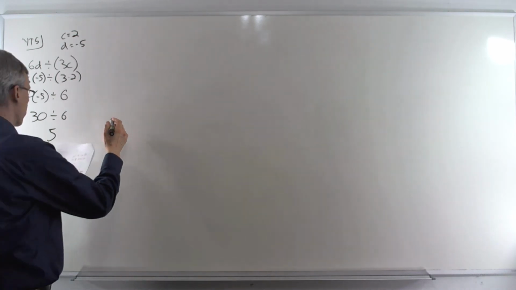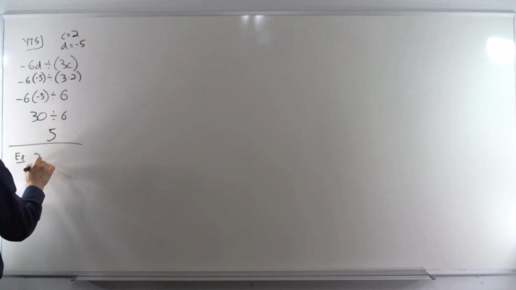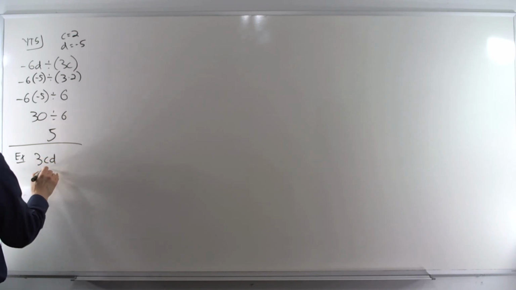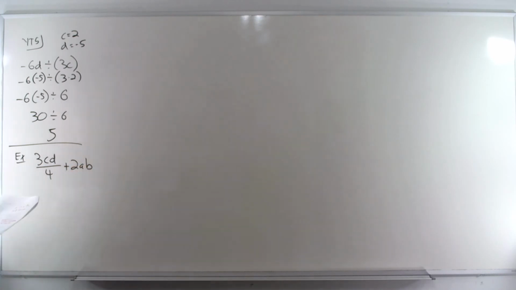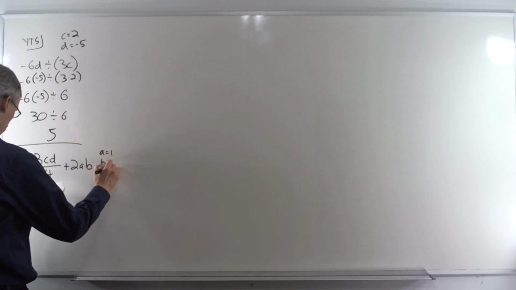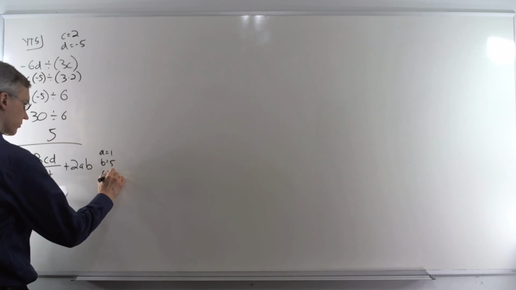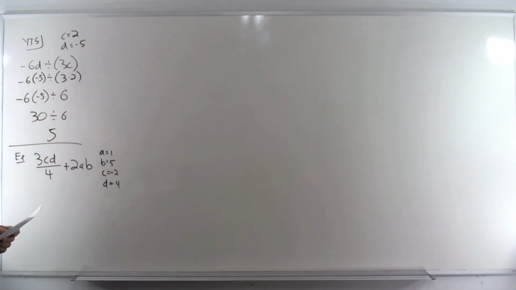Next example, we're going to have some fractions here. And 4 different variables in this one. 3cd over 4 plus 2ab. And our values are a equals 1, b equals 5, c equals -2, and d equals 4. When we get this many variables, one of the biggest mistakes I see is people plugging in the wrong number. So you got to be careful now.